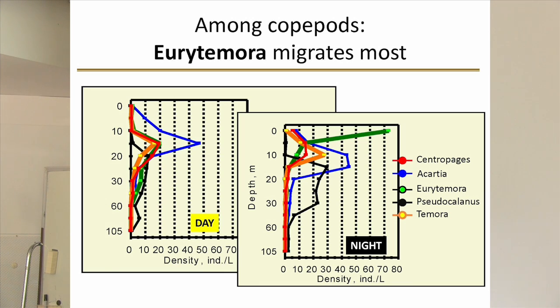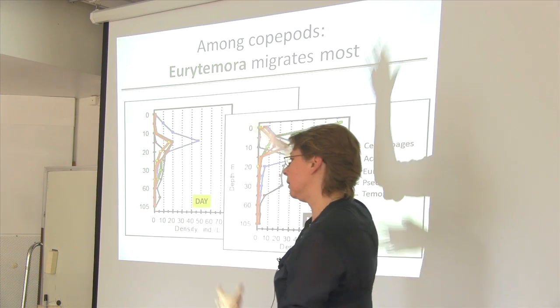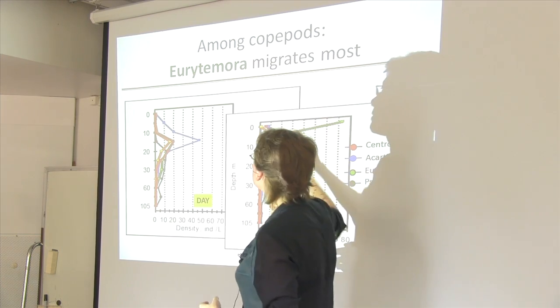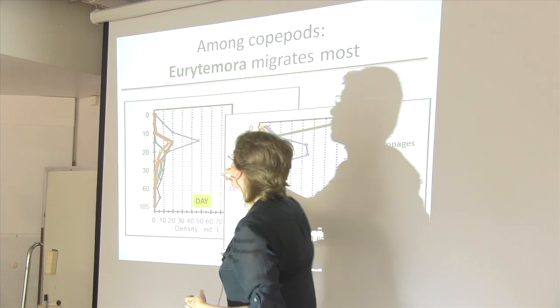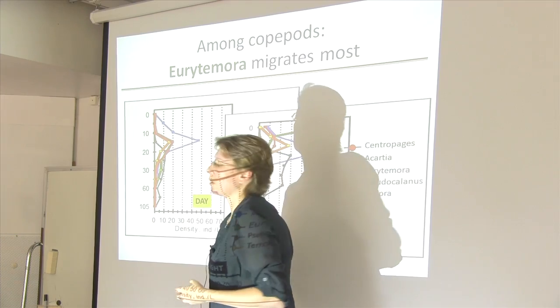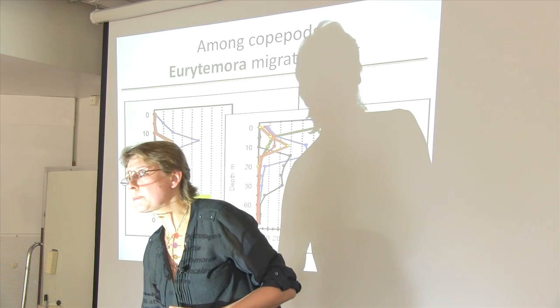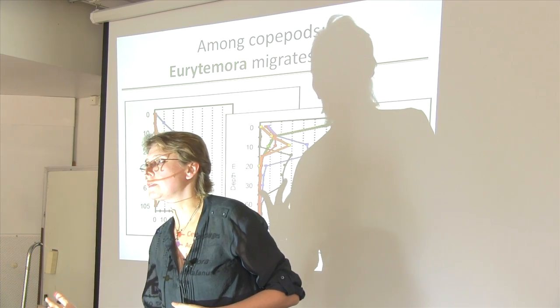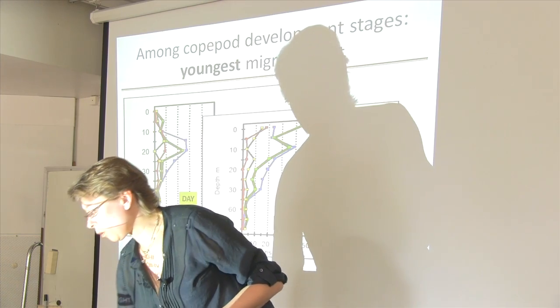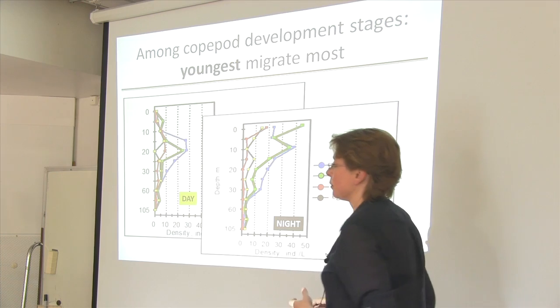Acartia is a thermocline-oriented species. It has a broader range during night time, consistent with migration, but basically this is what sits around 15 meters in the thermocline. So there are species-specific differences, group-specific differences in vertical distribution, but there are also demographic differences in the vertical distribution.